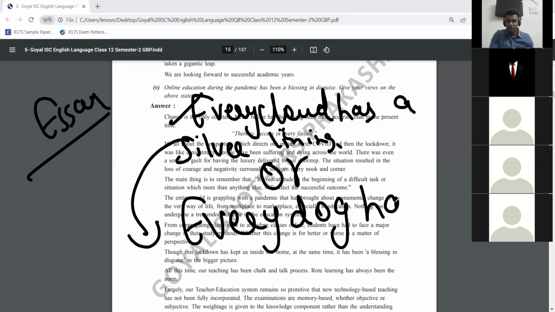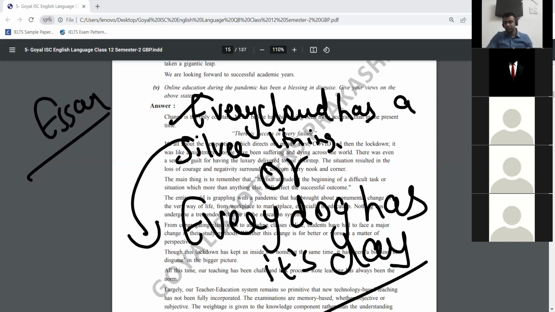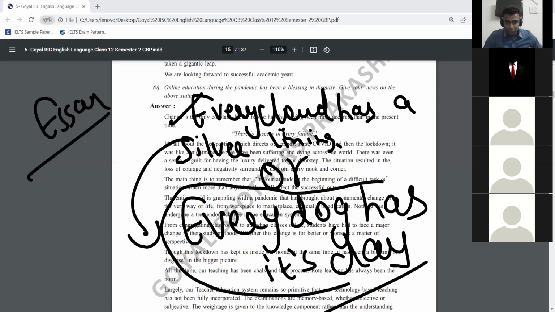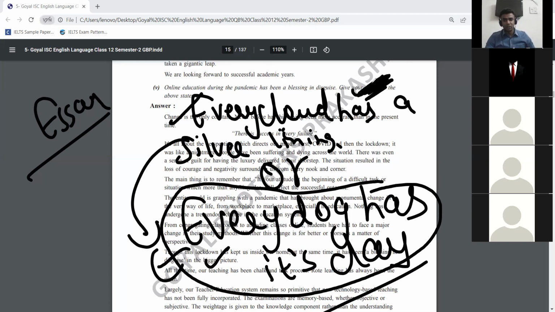As every dog has its day. So if you write a parallel, if you write a substitute heading to this, this would be easier for you to write an essay. But for this, you will have to understand the meaning actually. If you don't understand the meaning, please quit writing such essays.